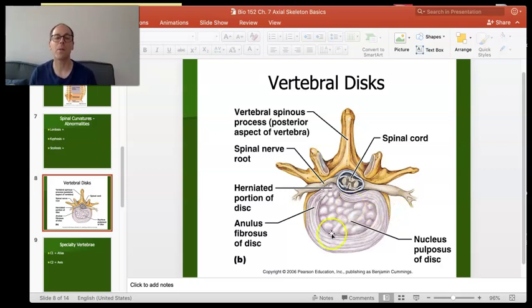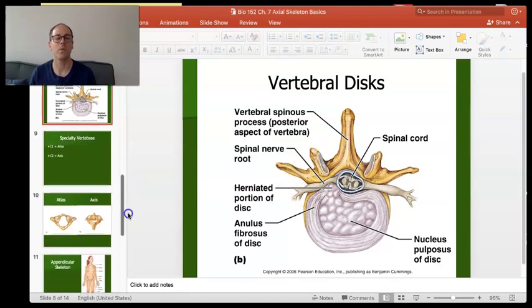Now, where this can be a problem is if these things don't work properly. If you have damage to this fibrous ring on the outside, you can get a bulging disc. And many of us have bulging discs. It just happens. If the disc bulges towards the posterior and presses on the spinal nerve, that can cause pain. So that is actually a significant issue with this.